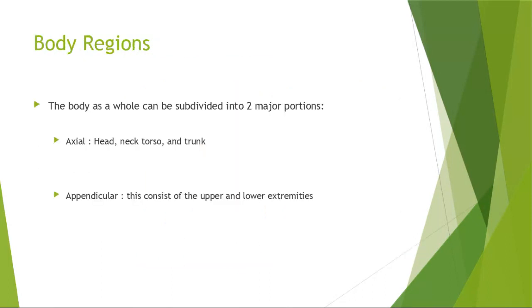Now, we have 2 major regions or 2 major portions of the body. We have the axial and the appendicular. If you think about the appendix, the appendix is a little tag that hangs off of the colon, which is the main part of the large bowel. Well, your appendicular portion is actually your upper and lower extremities, because they attach to the axial, which is the head, the neck, torso, and trunk.